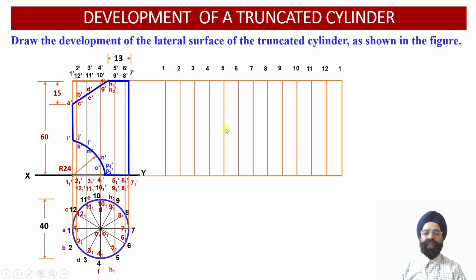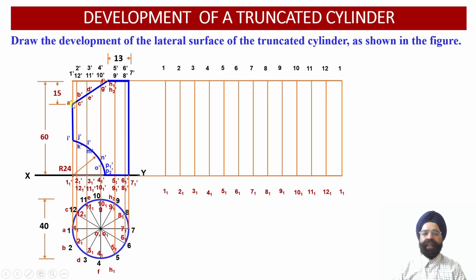So now we can mark these points 1, 2, 3, 4, 5, 6, 7, 8, 9, 10, 11, 12 and 1. Similarly, the 12 points of the base also we have marked onto the development of the lateral surface of this untruncated cylinder. So now we have been able to obtain the development of a cylinder which has not been cut by any of the cutting planes.